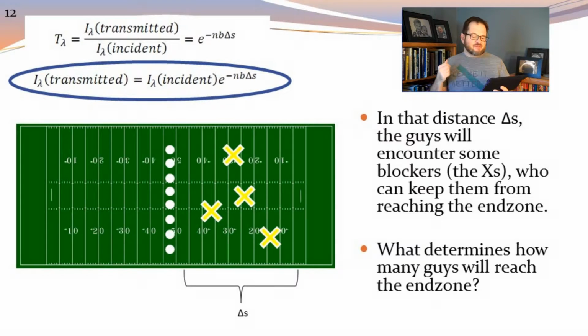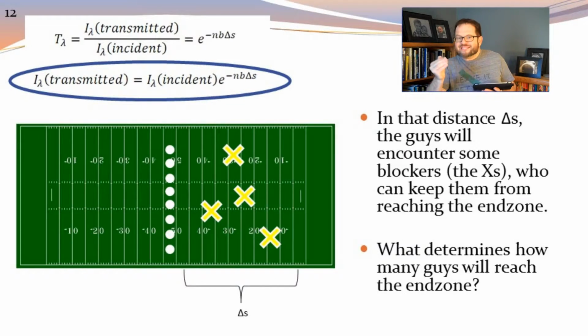Well, along the way, let's have them encounter some blockers. There's some kind of guys in our silly game that we're inventing here who are some kind of defense, and their job is to keep the guys from reaching the end zone. Okay? Makes a measure of sense. Kind of a stupid game, but it would work. Based on just that information, we should be able to use something like Beer's law to figure out how many of our little guys there that are those circles would make it to the end zone.